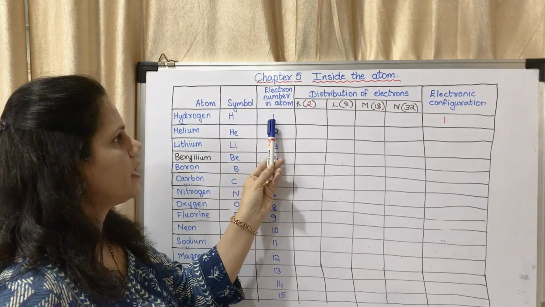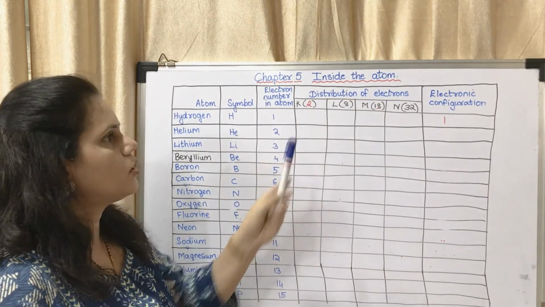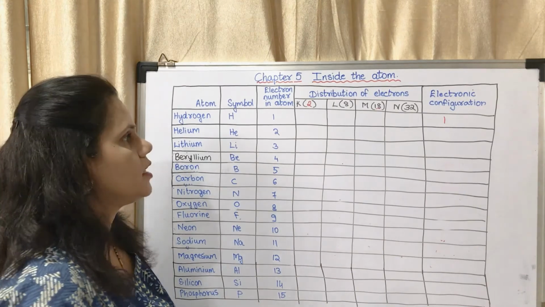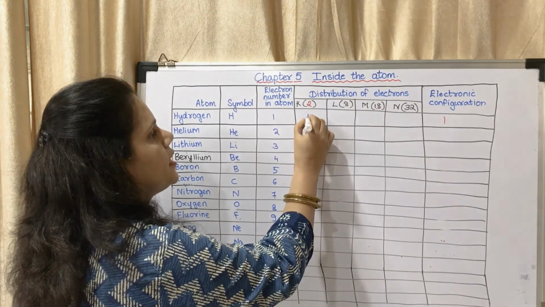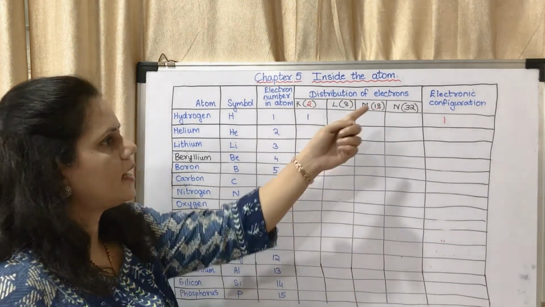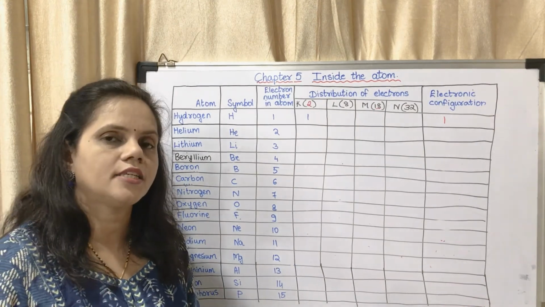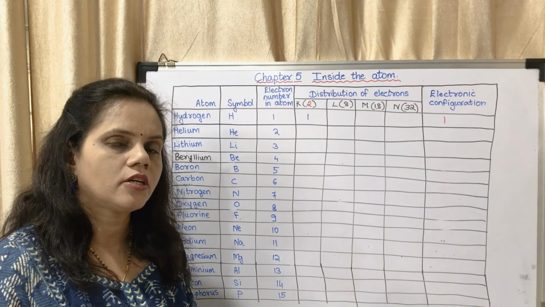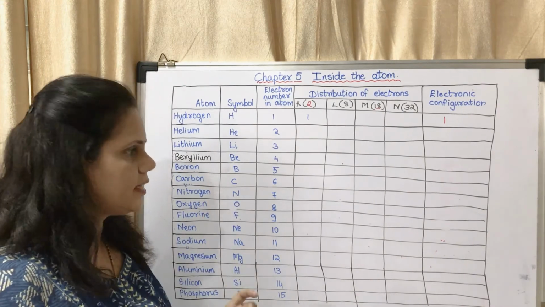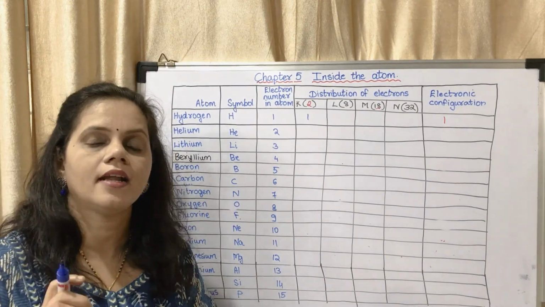For hydrogen the electron number is 1. So what will be the distribution of electrons? The distribution of electrons in K shell will be 1, and the electronic configuration is 1. Like this you have to write the electronic configuration of all these elements and learn.